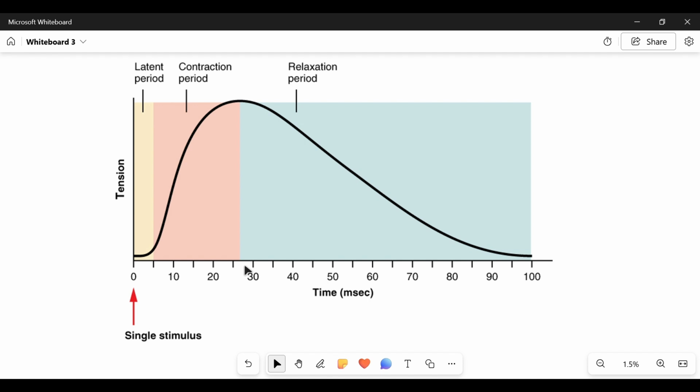And when it relaxes, if there is any other stimulus or stimulation, then there could be a second wave of what? Twitch. But usually a muscle twitch is just a single quick contraction and relaxation of the muscle cell.